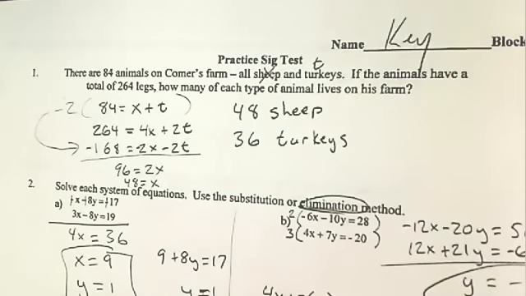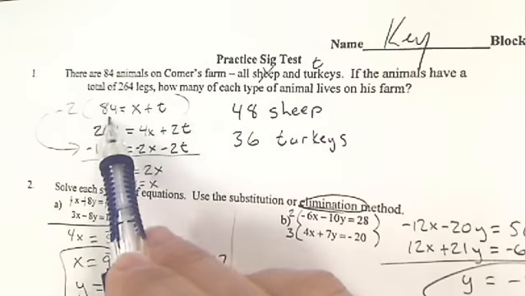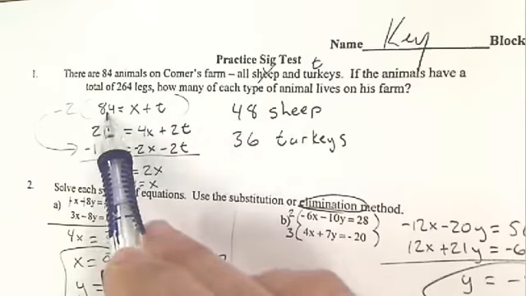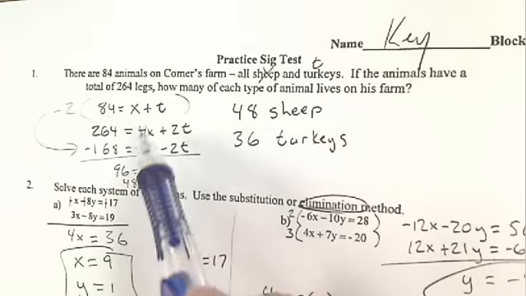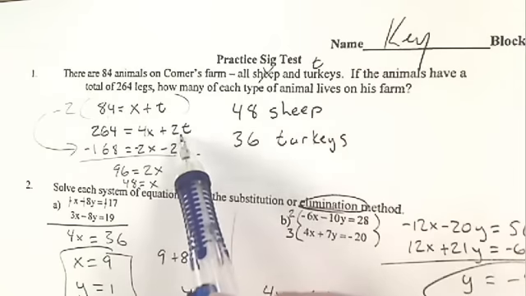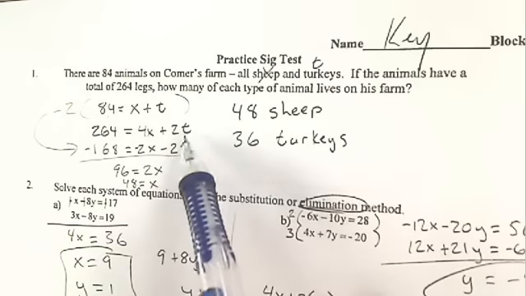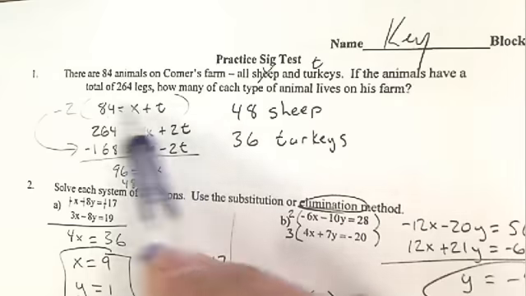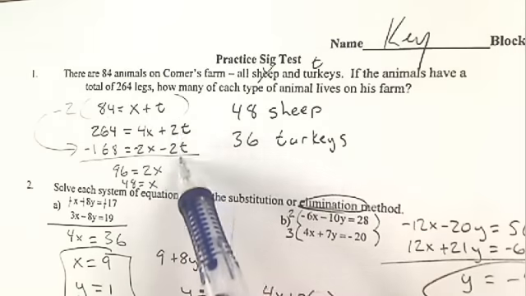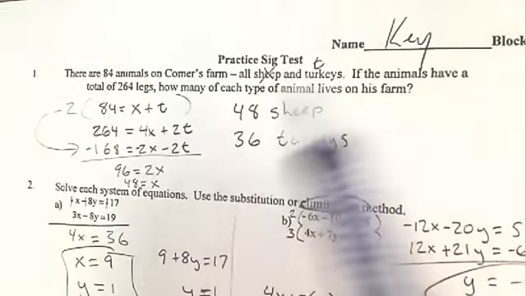Alright, here's the practice test. 84 animals, so there's 84 of them, and if you added all the sheep and the turkeys together, that would be the total amount. And then I have legs. Well, sheep have 4 legs, turkeys have 2 legs, so that's where the equation comes from. And then I multiplied this one by -2 to get this equation, so the t's would cancel out. And then I just solved it, and there you go.